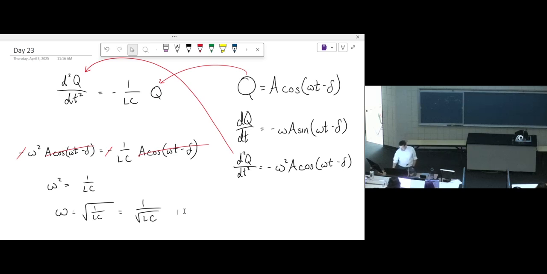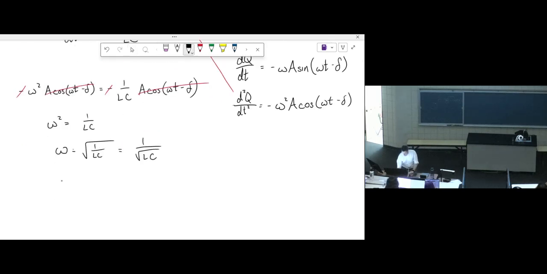Well, the way that you determine undetermined constants is now Q at time 0 is equal to Q naught, right? That's what we were told here at the beginning of the problem. And that's equal to A cosine omega, we already know what omega is, times t minus delta.